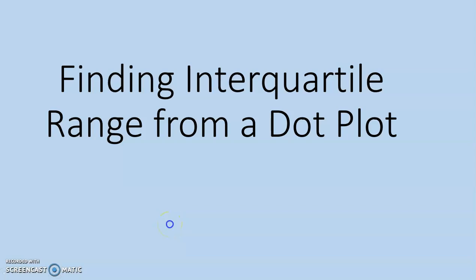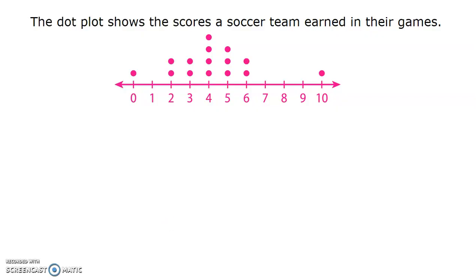Interquartile range from a dot plot. All right, so this dot plot shows the scores a soccer team earned in their games. So each dot represents a game, and the number that's underneath is the number of goals they scored in that game.